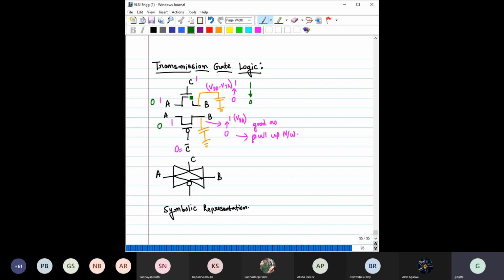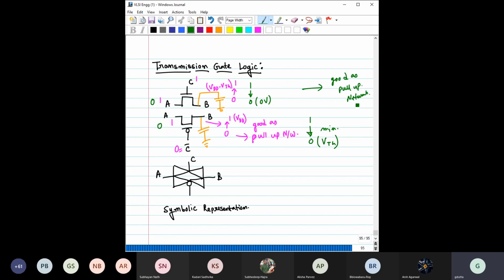But then it has to discharge, right? While discharging, it cannot go completely to 0, whereas here it can reach completely 0 volt. If you want to discharge this capacitor from 1 to 0, then it cannot go to 0 voltage, but the minimum voltage would be the threshold. We have already discussed it a couple of times, right? Then obviously we can say this part is good as a pull up network, right?